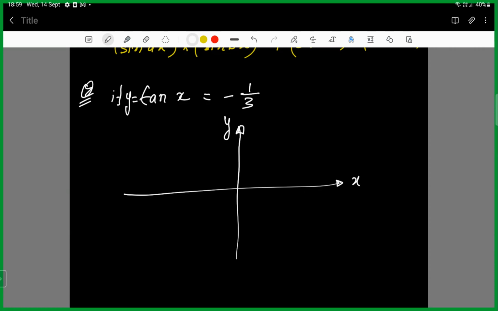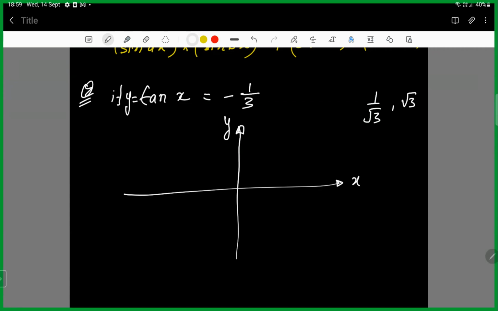So, when is tan 1/3? What value? See, okay, I got it. This is in first quadrant when it is 1/3. See, we know a value 1 upon root 3, right? And a value root 3, isn't it?